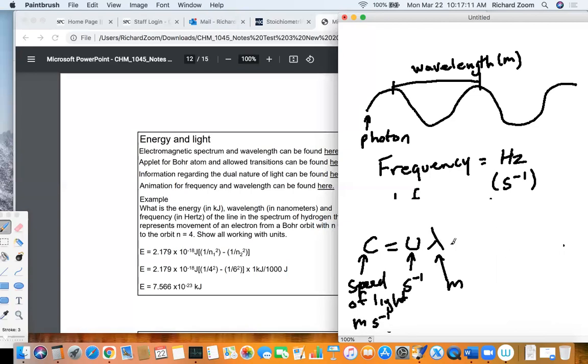So you can see how the units work out there. Meters, seconds to the -1. Hertz is the other way that you could express that. It's the same thing. Frequency. And this is wavelength.